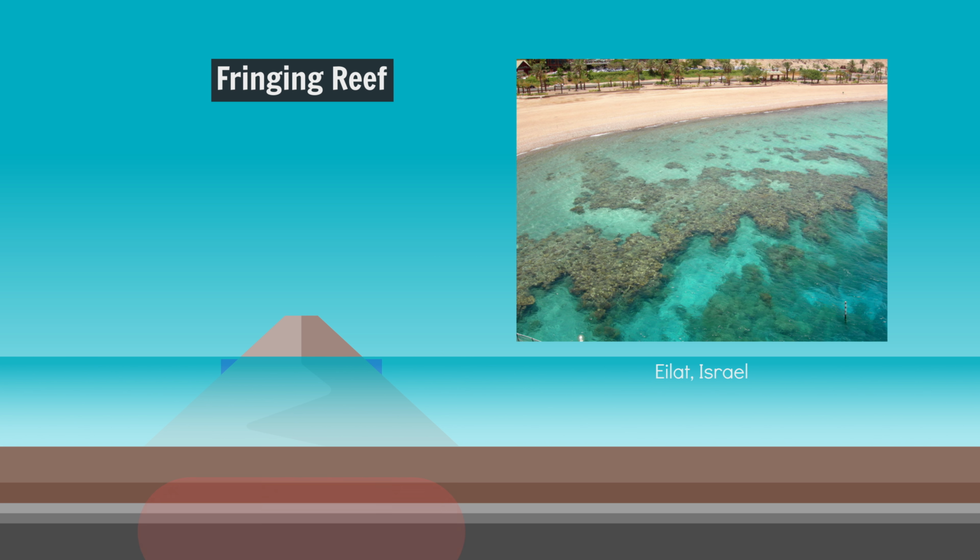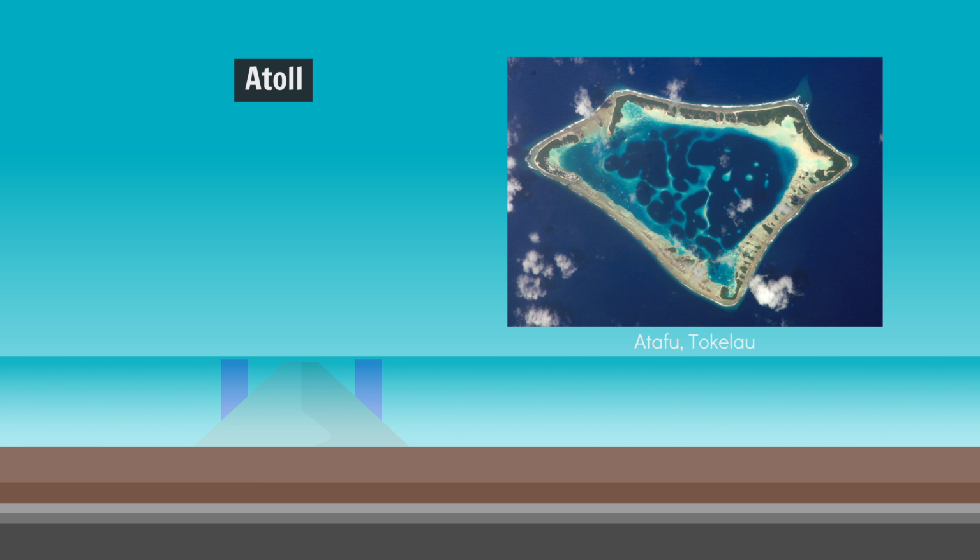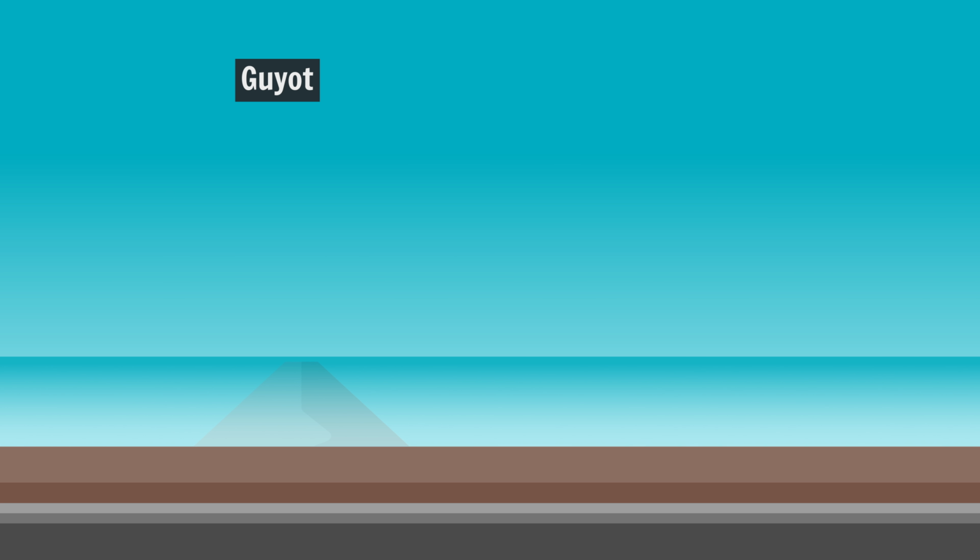As the island moves off the hotspot, it will sink, but the reef will continue to grow. The result is a small island surrounded by a lagoon and a barrier reef. Eventually the island will be totally submerged, forming an atoll. And finally the reef itself will sink, forming a flat-topped seamount known as a guyot. So, the evolution of a tropical island and its reef is basically this.